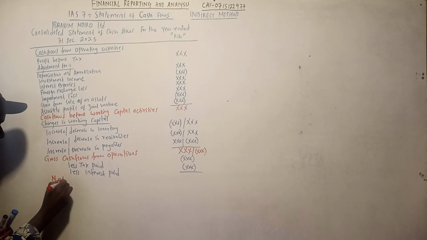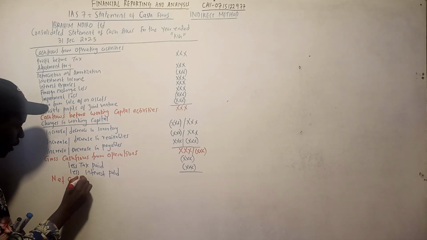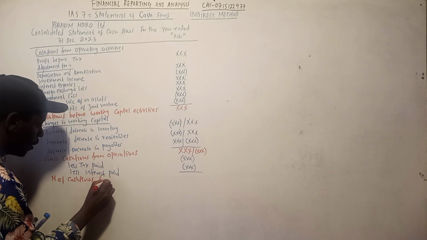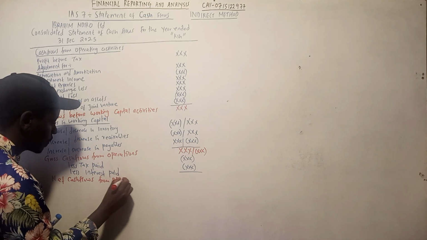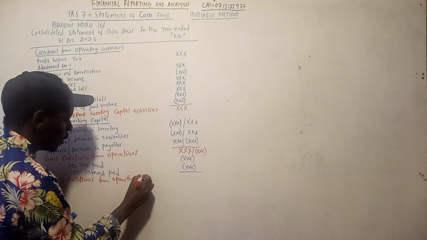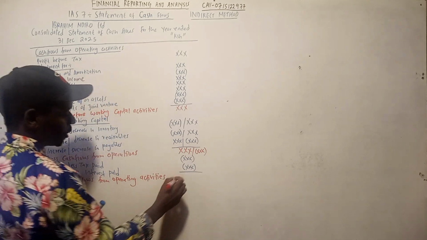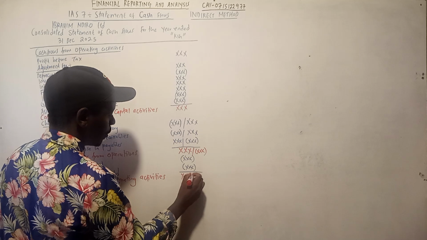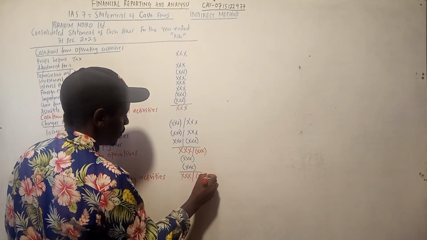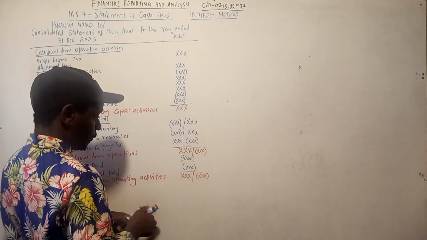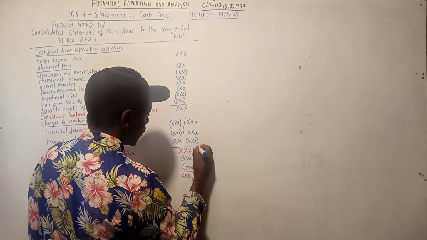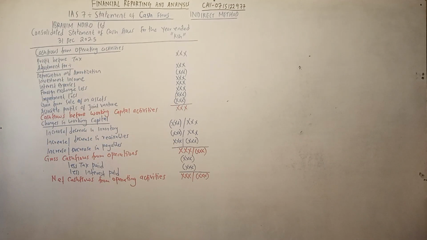Net cash flows from operating activities. So as I said, it can be a positive or a negative figure. That's number one, cash flow from operating activities. Let's go to number two.